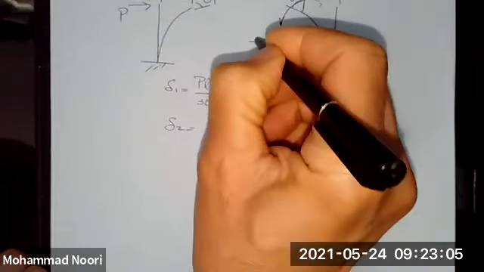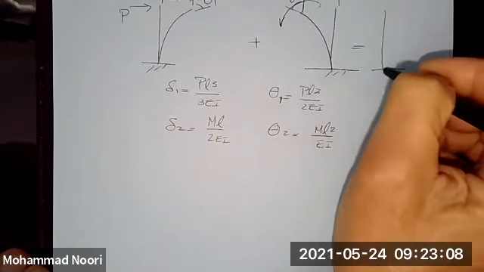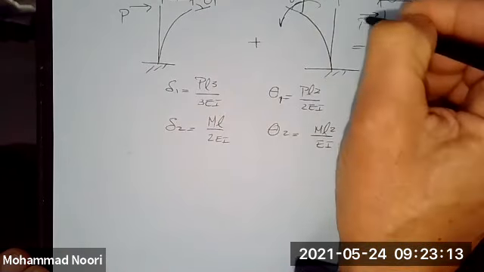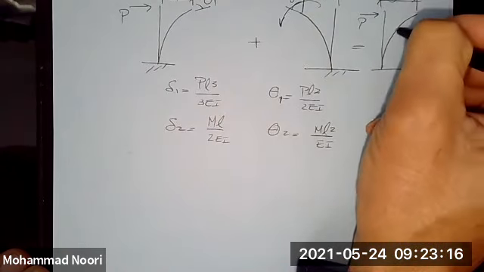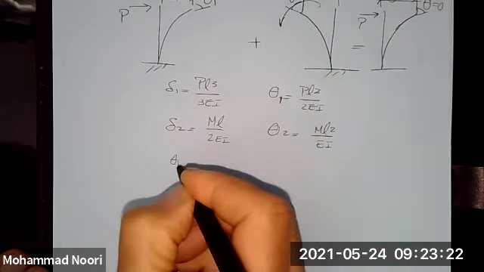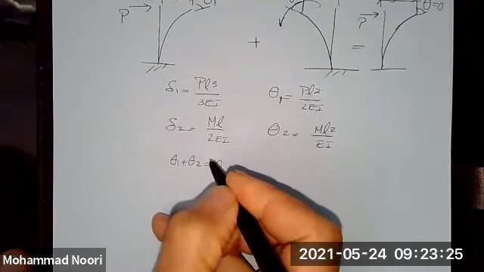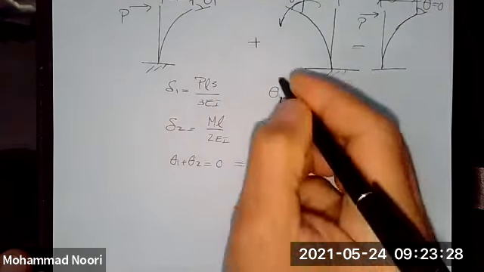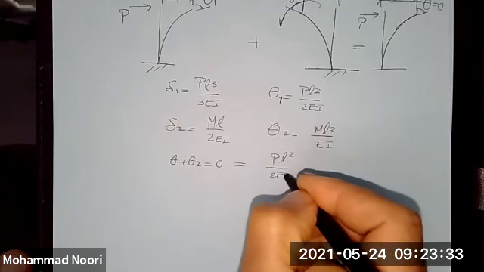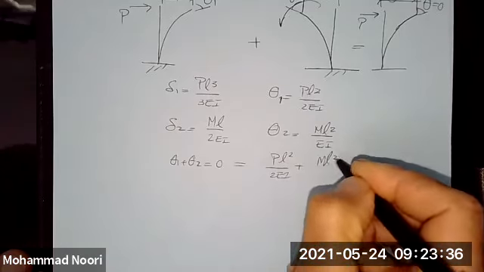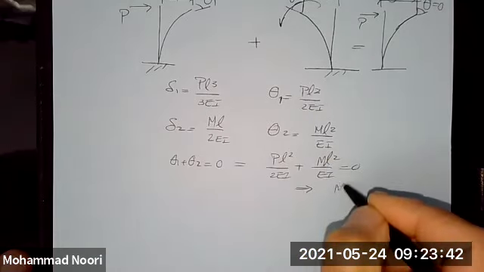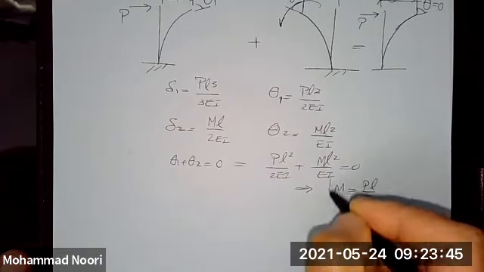So we said that total displacement is delta due to this load, and this total deformation is zero. So theta 1 plus theta 2 is equal to zero. That means add these up, you get PL squared over 2EI plus ML squared over EI is equal to zero. So this will give us M is equal to PL over 2.